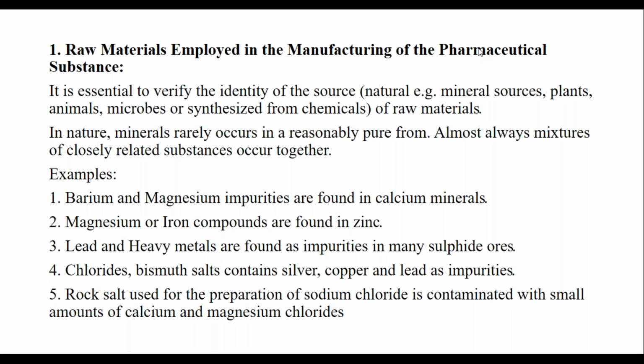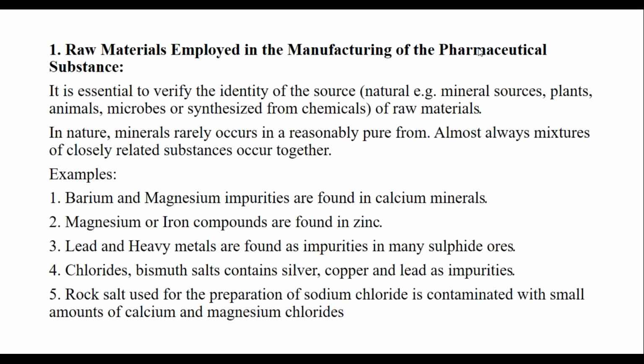So the same way, when you want your drug, there is something called as raw materials. Raw materials are also called as your starting materials. So the starting materials that you are using, you should be sure that they are also pure in nature and that they don't have impurities in them. Now, if you are going to use a starting material which has impurities in them, you're going to pass on those impurities to your product, which we don't want. Okay, so it is essential to verify the identity of the source of the raw materials.